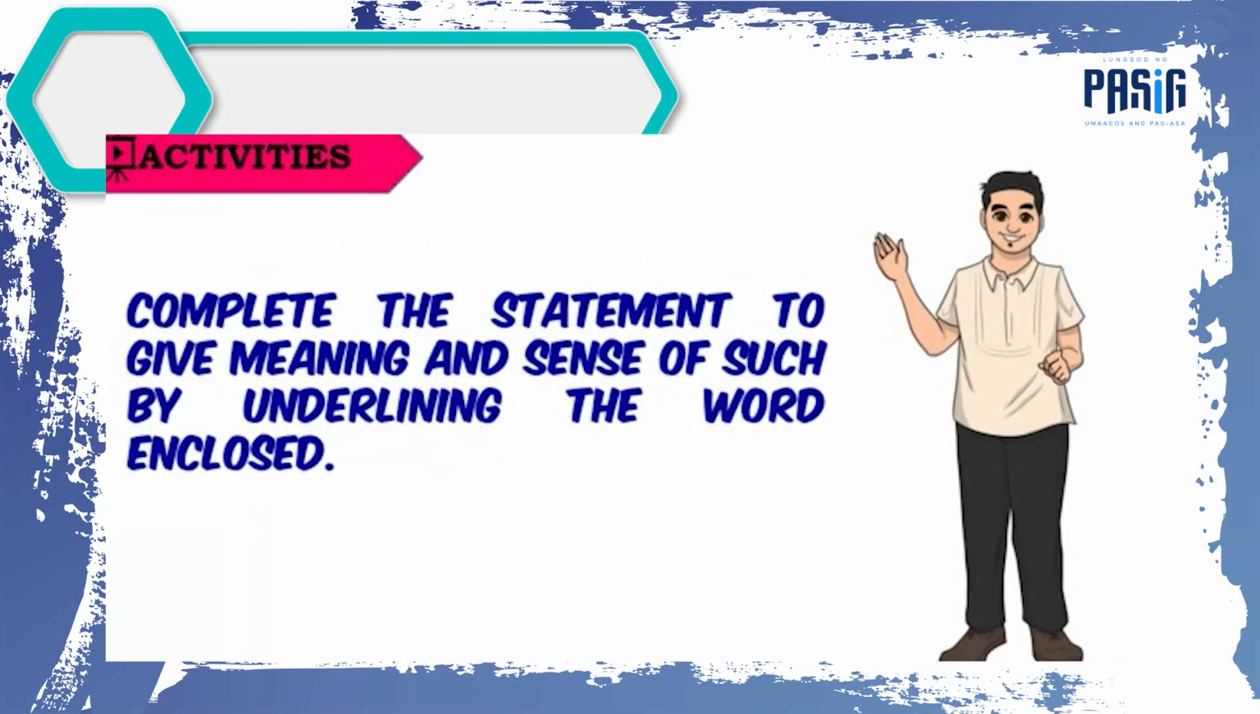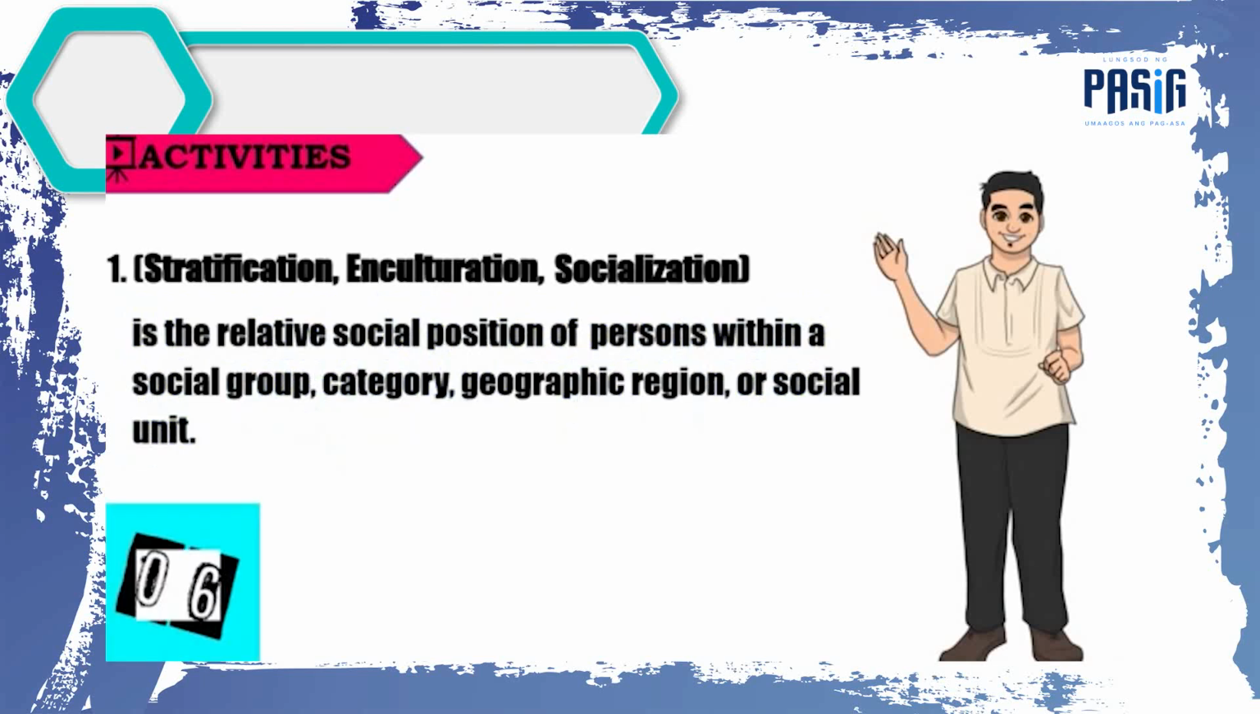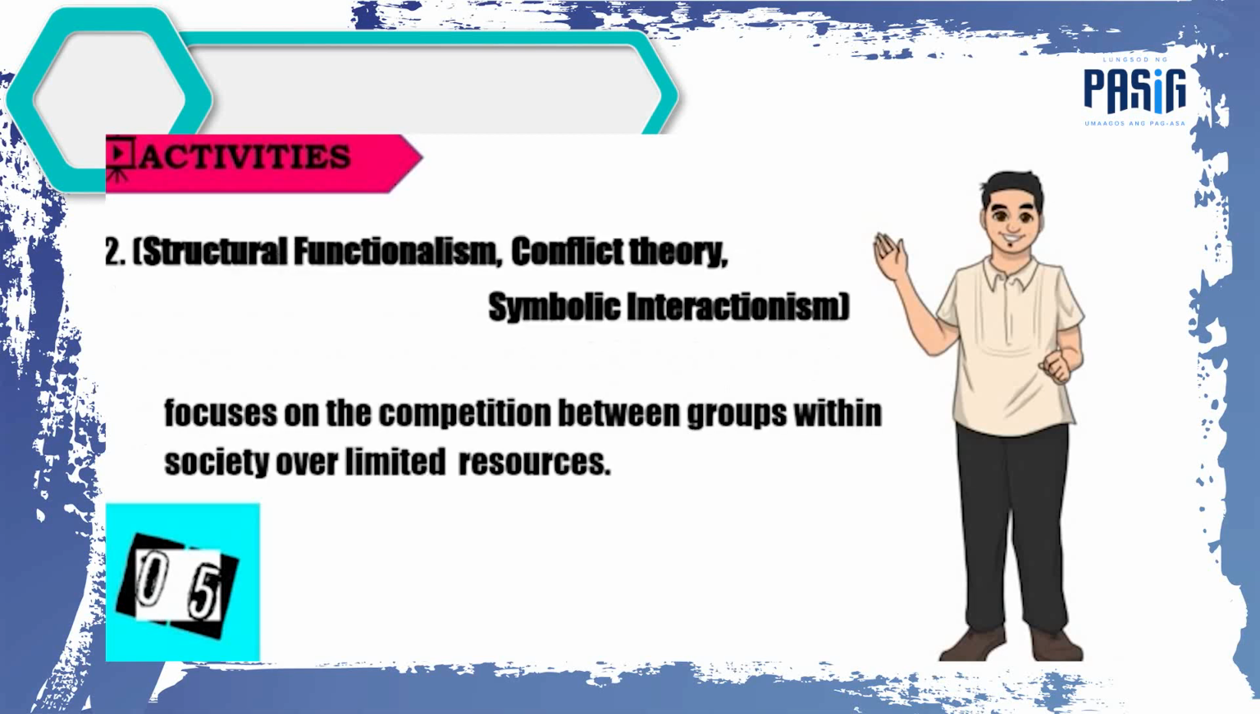Complete the statement to give meaning and sense of such by underlining the words enclosed. Number 1. Blank is the relative social position of person within a social group, category, geographic region, or social unit. The correct answer is stratification. Number 2. Blank focuses on the competition between groups within society over limited resources. Correct answer is conflict theory.